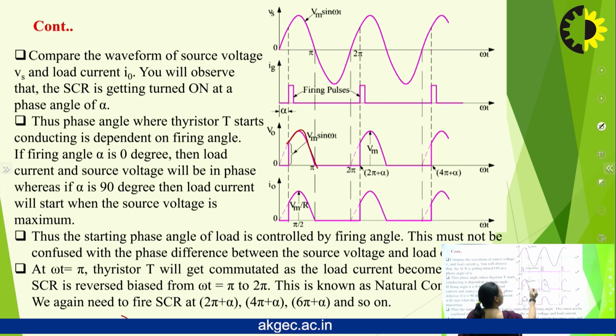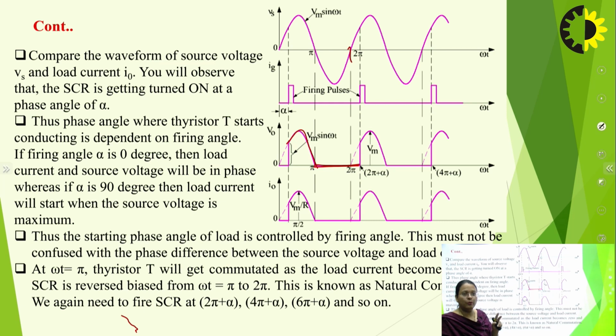During the negative half cycle of the supply, the thyristor gets reverse biased and turns off, so we get no voltage at the output. After 2 pi, the cycle is repeated, so the time period is 2 pi. For V naught average, we put the formula 1 upon time period times the integration from alpha to pi, as it is conducting from alpha to pi, of Vm sin omega t.